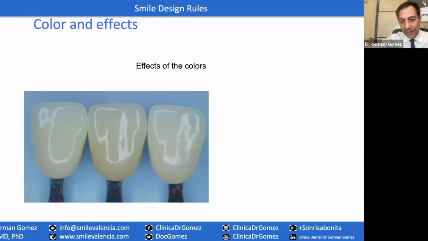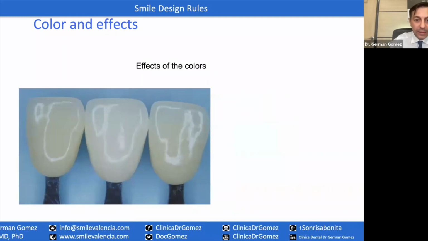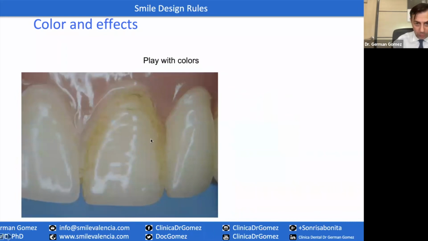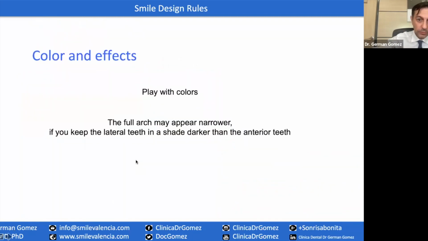Okay, some tones clearer than the others. This tooth appears to be bigger than these two teeth. It's the same size. Okay, this tooth appears to be smaller than these two teeth. It's the same. This tooth is the same size, but because it's a little bit darker, it looks smaller. Okay, play with colors.